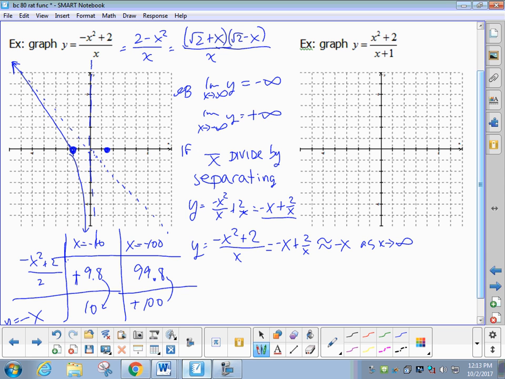If I jump over 0 to a small positive number like positive 1, negative 1 plus 2 is 1 over positive 1. That's positive 1. So I got positives until I get to that x-intercept. And then after root 2, like 10, the negative 100 plus 2 is negative 98 over 10, which is negative 9.8. So it starts to be negative numbers and it'll get closer and closer to negative x.